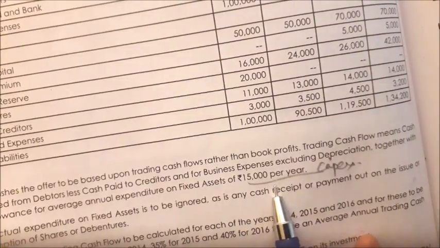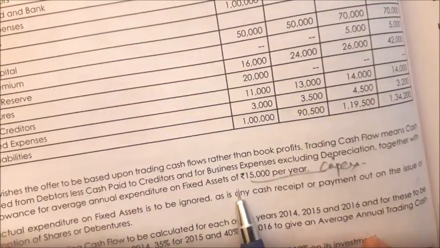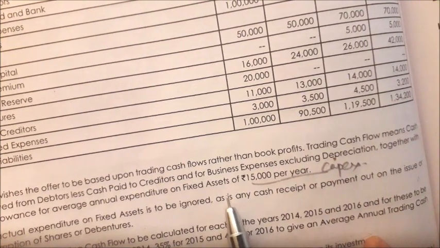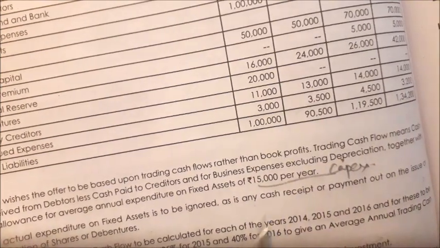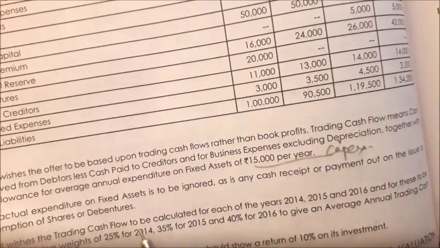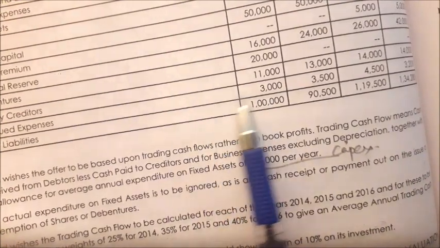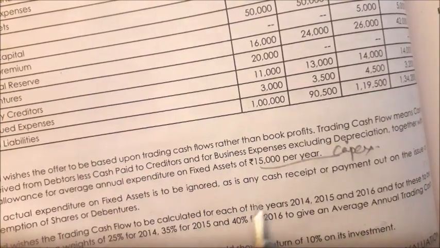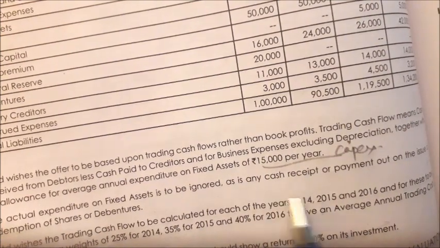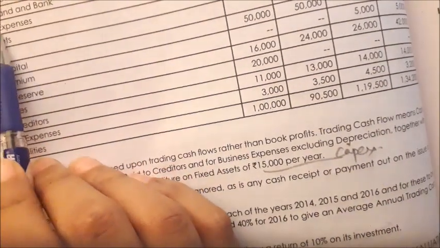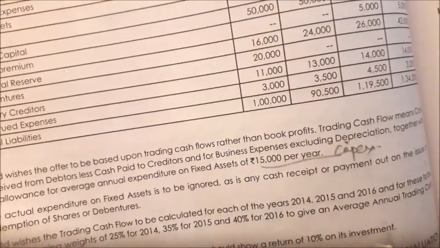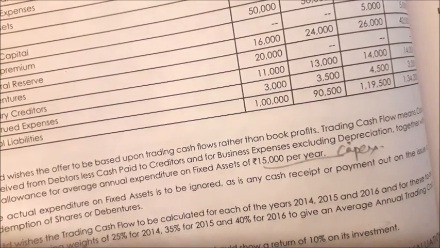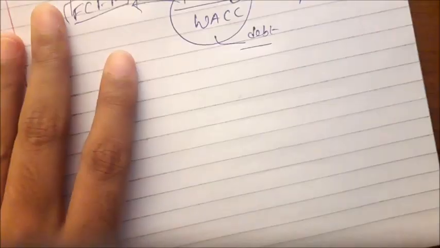in which the fixed asset expenditure is going to be 15,000. As we reduce fixed asset expenditure from the profit after tax, they are saying every year the capital expenditure is 15,000, so this will be reduced. The actual expenditure is to be ignored, and we are only to consider 15,000. Cash receipt or cash payment, cash at hand and cash in bank, is to be ignored. Rest everything is the same. Weights are provided. Find the average cash flows. We'll go by the same method.